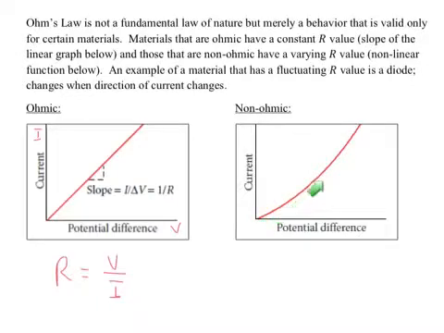If something were non-ohmic, meaning that the resistance is not a constant, we'll notice in the graph that there's a curve. As the potential difference increases, the current increases, but not in a linear fashion like it did before. So this curve tells us that it is non-ohmic, just saying that the function here is not linear.